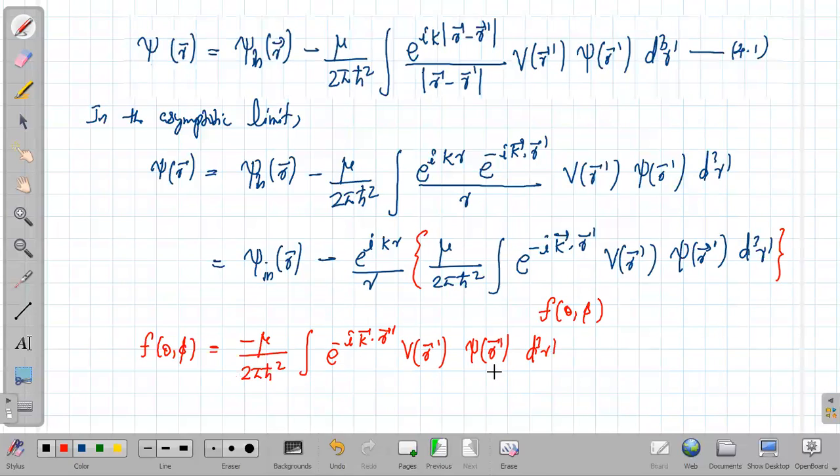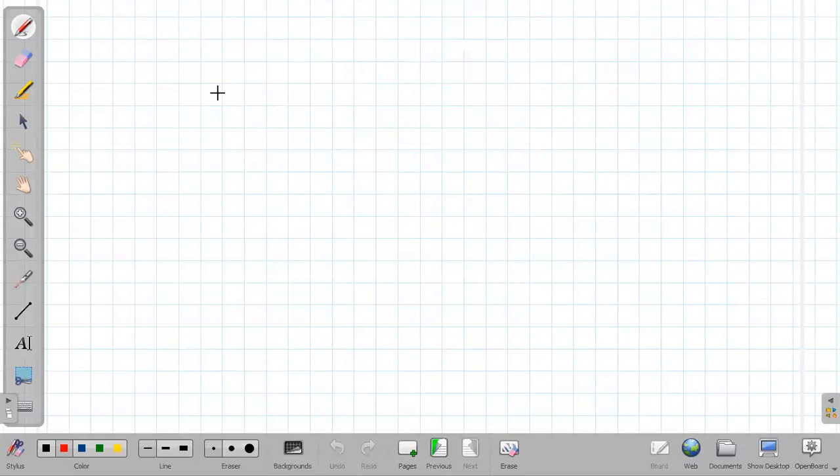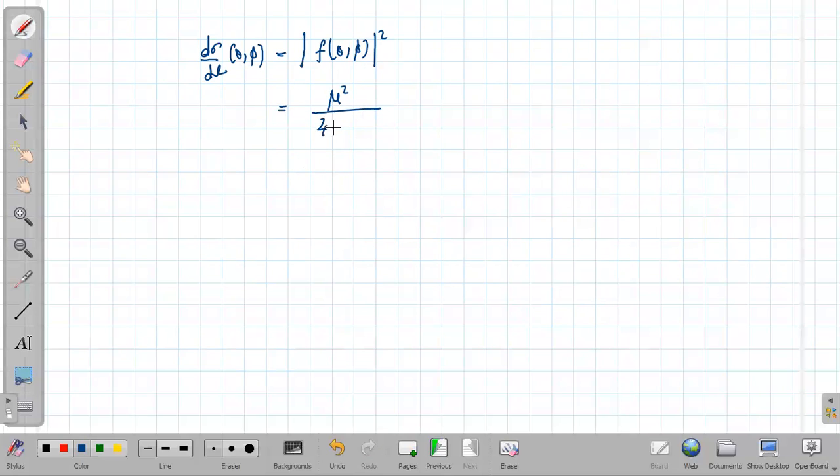Now what would be the differential scattering cross section? The differential scattering cross section, by definition, we can denote it by the symbol d sigma by d omega, a function of theta phi. It is simply the mod square of the scattering amplitude for elastic scattering. And hence it takes the form mu square divided by 4 pi square h cut raised to 4, modulus of integral e raised to minus i k dot r prime v of r prime psi of r prime d cube r prime, mod square.